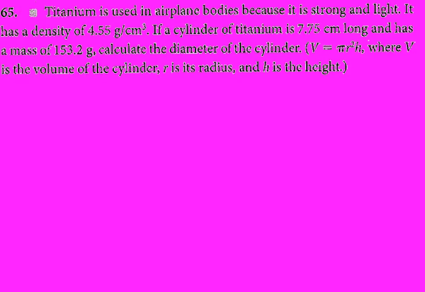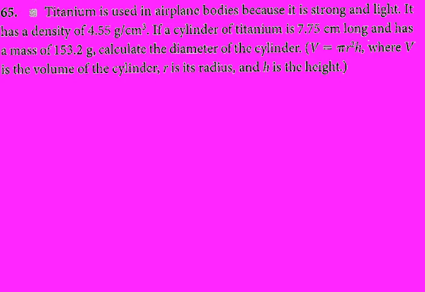But number 65 talks about titanium. It's used in airplanes because it's very strong, very light. In fact, my wedding ring is made of titanium. It has a density of 4.55 grams per cubic centimeter. The cylinder of titanium is 7.75 centimeters long and has a mass of 153.2 grams. We want to work backwards to calculate the diameter of that cylinder.